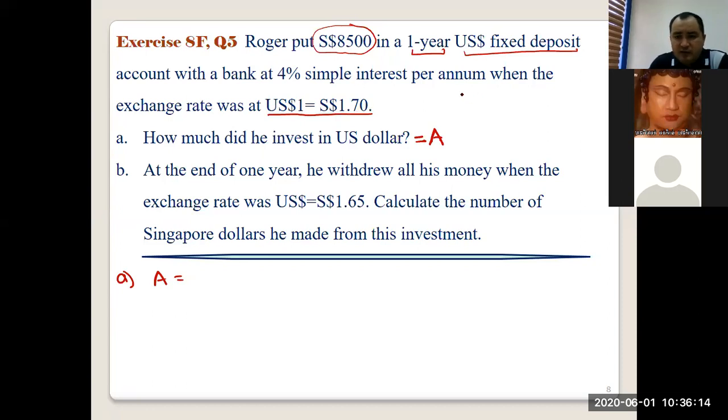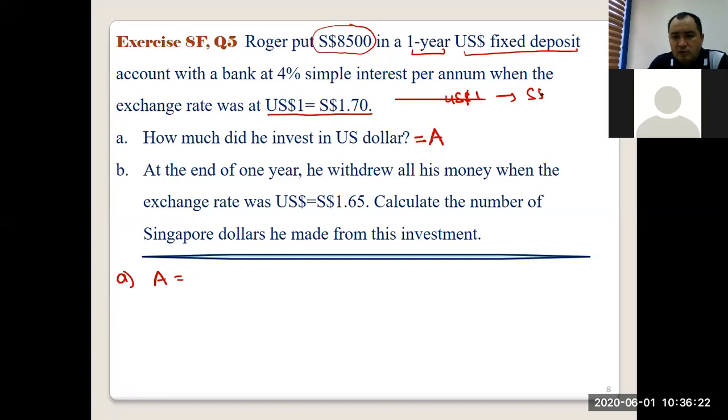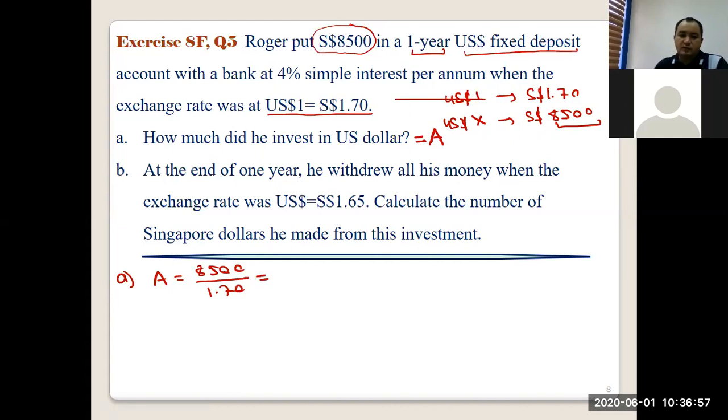And how can I find here, 1 US dollar is 1.70 Singaporean dollars, right? The question is how much US dollar we can buy for 8,500 Singaporean dollars. If you cross multiply to find X, I should divide this by this, right? So that is 8,500 divided by 1.70, which is equal to 5,000. So 5,000 US dollars. That means you actually put this much US dollar into your account.